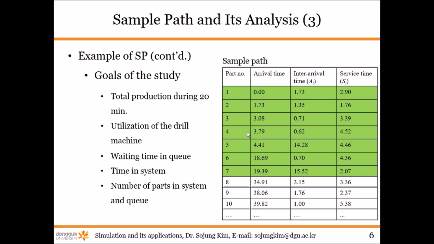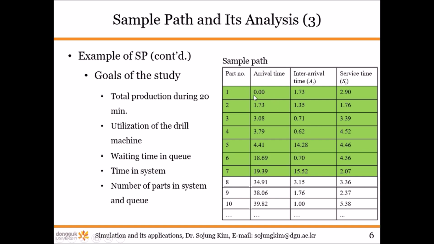And here's the sample path, okay? Basically, it shows all the records of each part. Initially we have the first part, second part, third part, fourth part, and so on. The sample path consists of three elements, such as arrival time, interval time, and service time, shown here. Yes, four, including the part number, right?